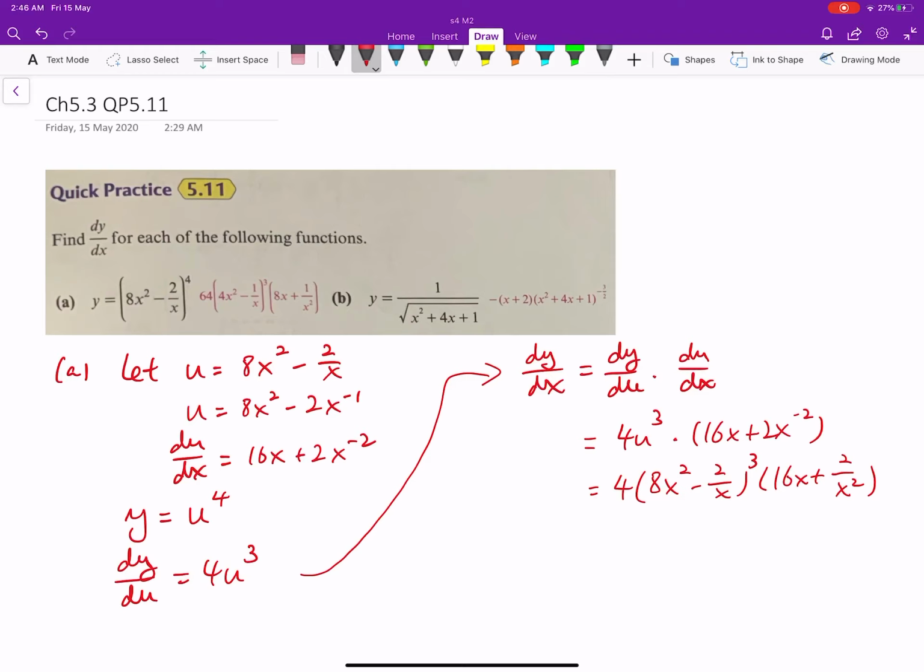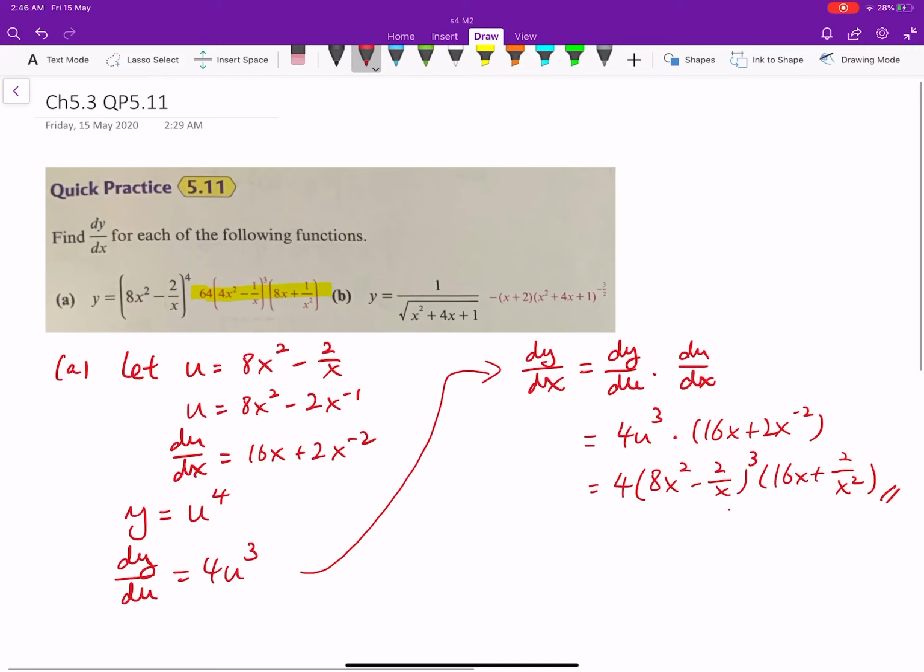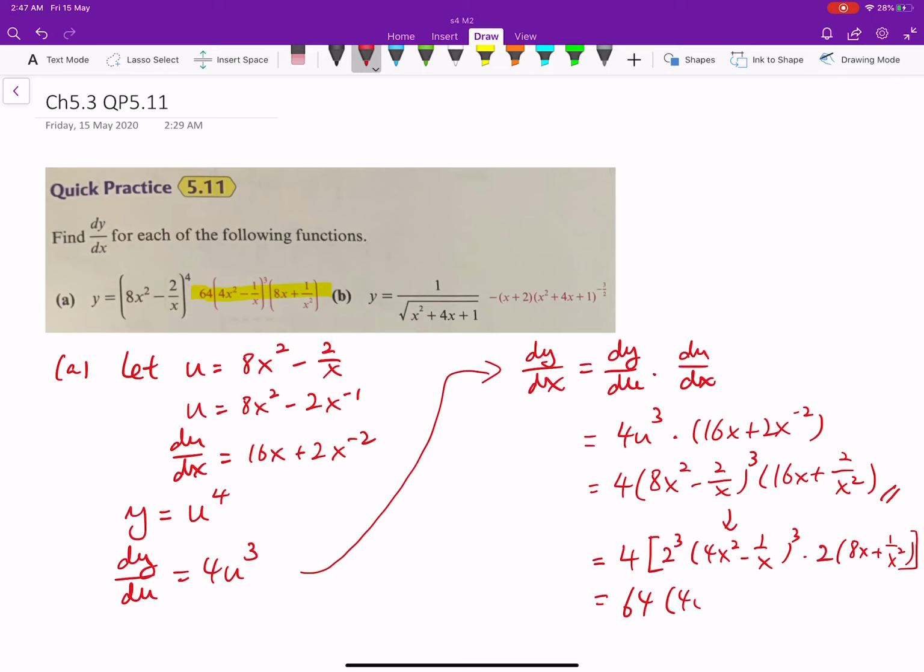But actually, if you look at the question, the answer is different from the one with us. Actually, it's the same, and I think this is acceptable. But if you want to get the answer in the question, you just take out 2 from the terms. Because if you have 2 to the power 3, you take out 2 to the power 3, and this becomes 4x squared minus 1 over x to the power 3. For the next one, we can take out 2, so it becomes 8x plus 1 over x squared. And then you will get 64 times 4x squared minus 1 over x to the power 3.